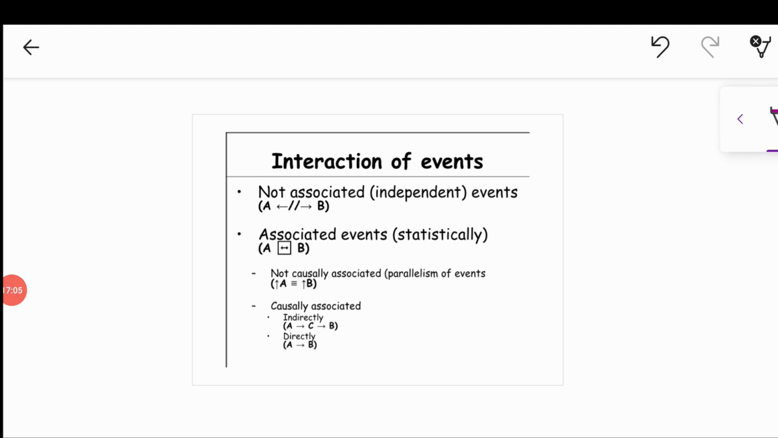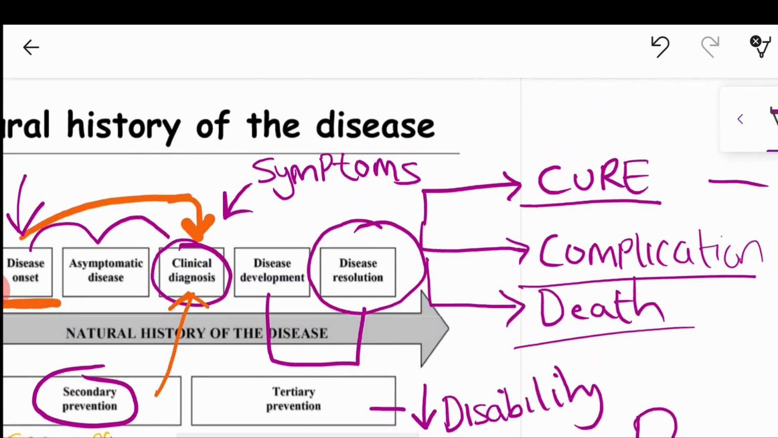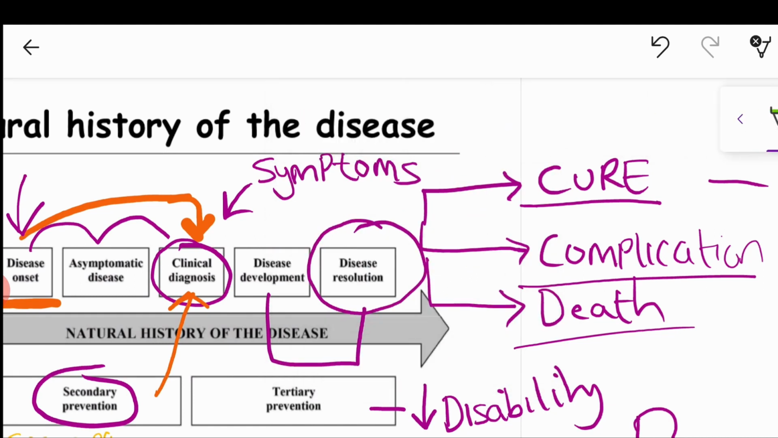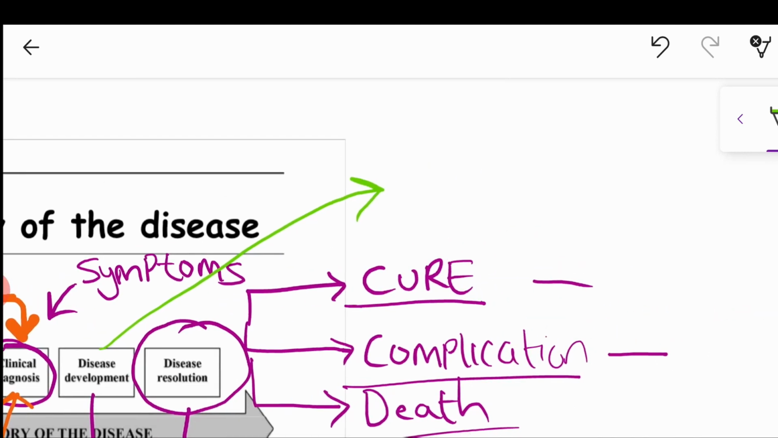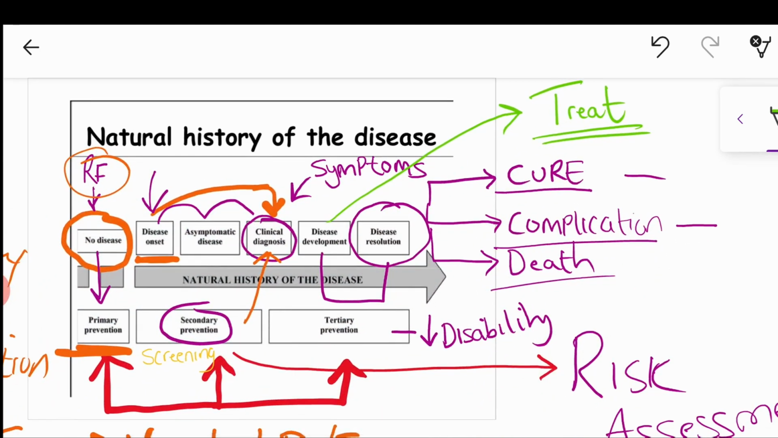Actually, there's one thing I just want to quickly point out. Disease development also means that we try to treat the disease with current methods of treatment. So here we try to treat with current methods of treatment. So yeah, tertiary begins with disease development and progresses to the resolution.